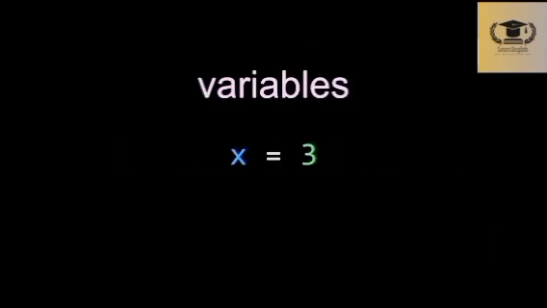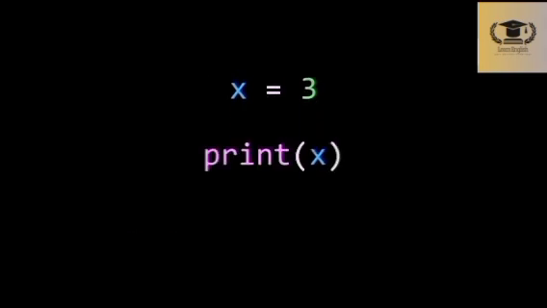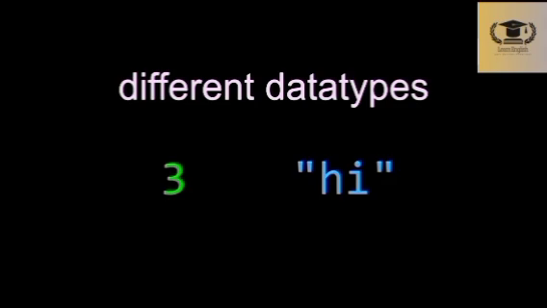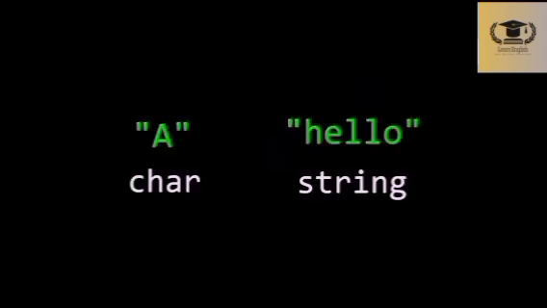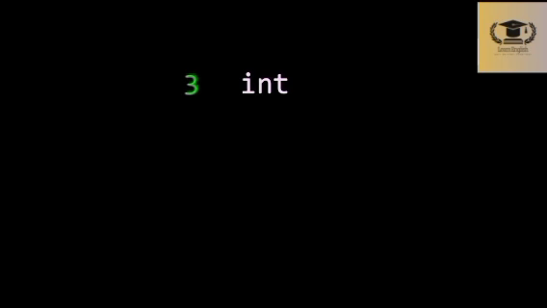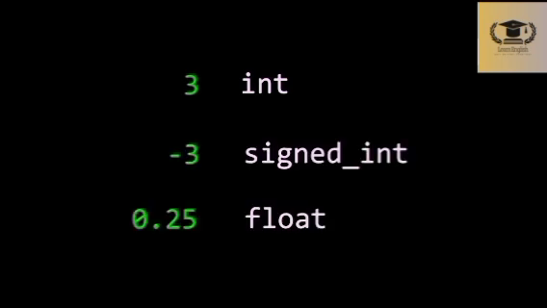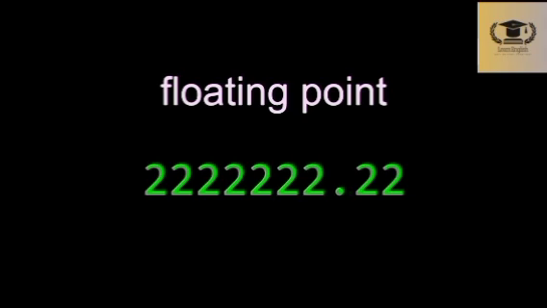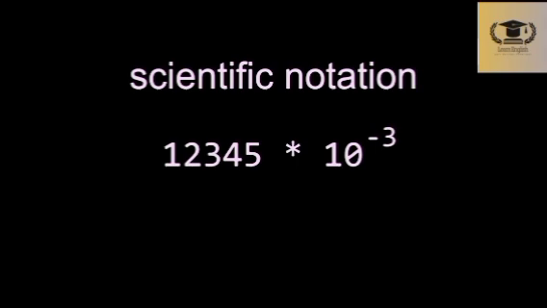The most basic way to use data is with variables, which assigns a value to a name which can then be reused and modified. Depending on the value, variables can have different data types. For text, they're single characters and strings of multiple characters. For numbers, there's integers, which can also be signed if they're negative, and floating point numbers for decimal values. They're called floating point because the decimal point can float around to trade off precision with range. This is possible because they use scientific notation.